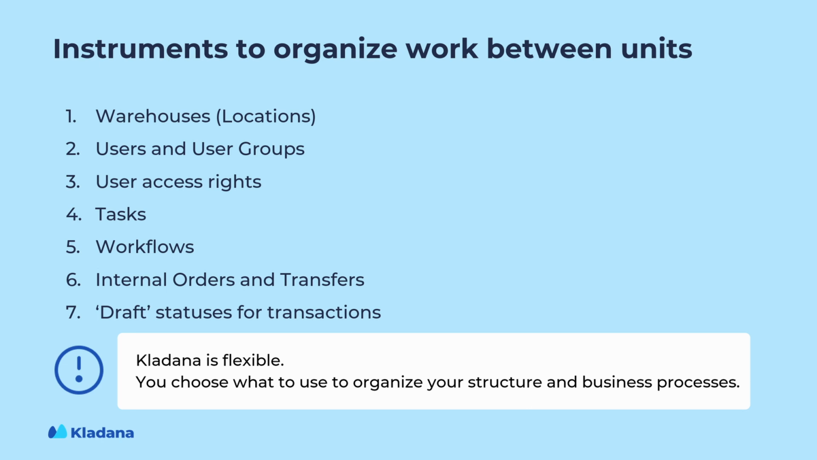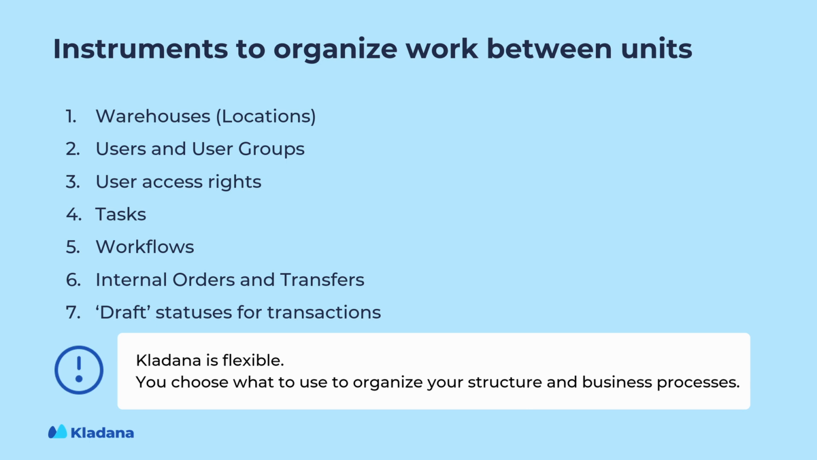Which instruments you can use in Kladana to set up processes between departments? Create different warehouses or locations, create users and user groups, specify different access rights for item, restrict users of one group viewing or managing some types of transactions or transactions that involve some locations. Create tasks, use workflows, use internal orders and transfer to order or move stock between units. Use the draft tick.